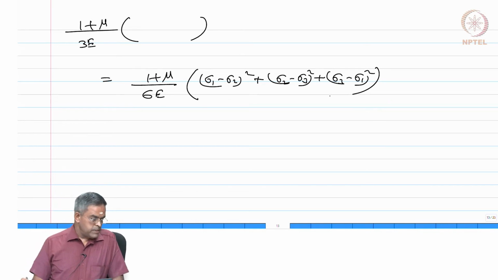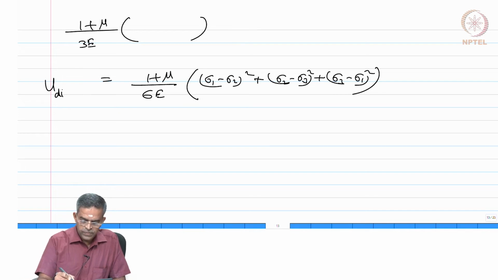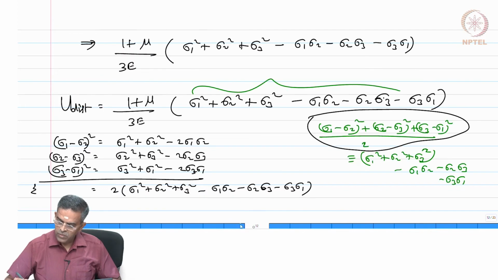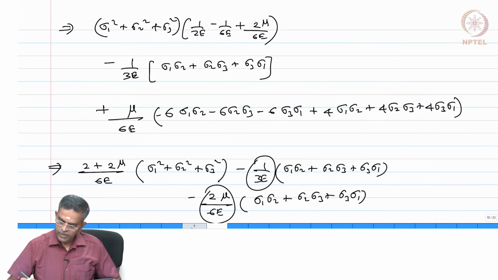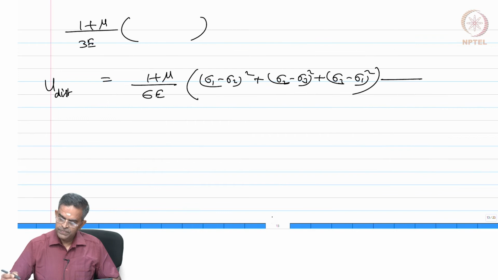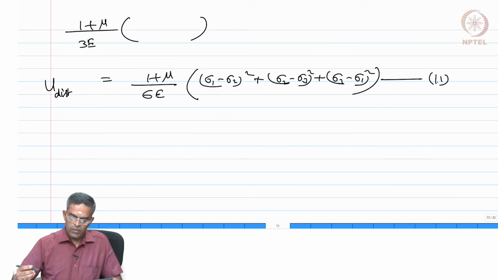So, therefore, friends, U distortion is given by this equation. Now, the equation number will be, let us say, 11. It will be given by (1 plus mu) by 6E of this equation, right.